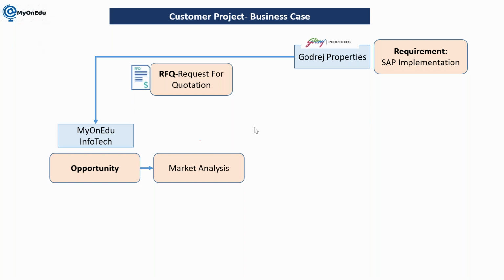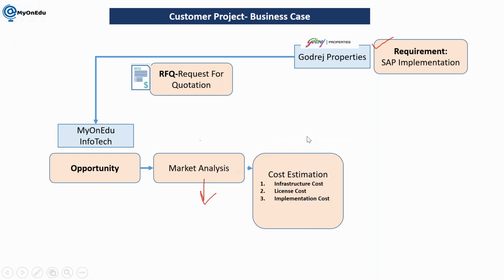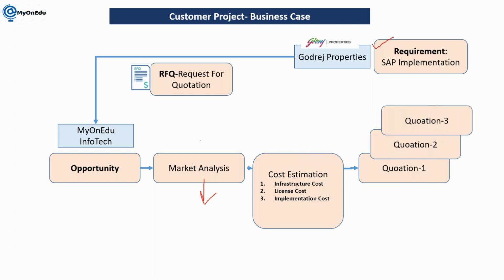In market analysis, we will understand this requirement of SAP implementation. We'll see our resources, cost and all, and we will prepare a quotation. This quotation will be prepared based on the cost estimation, which is done based on infrastructure cost, license cost, implementation cost, and all. Once it is done, we'll create a quotation and send it to my customer.